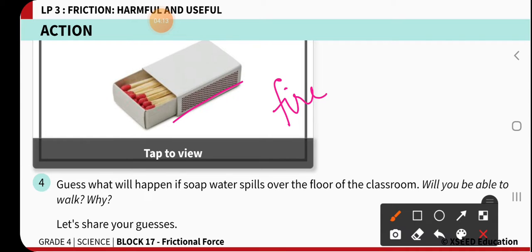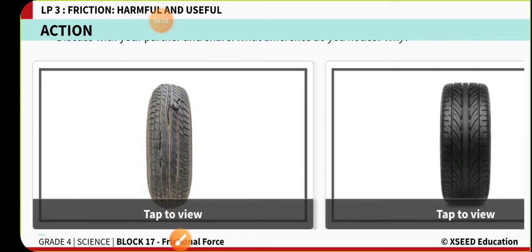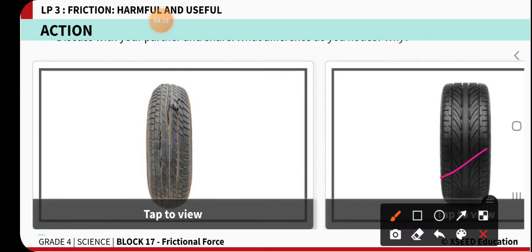In the same manner, if a car has new tires, there will be a lot of friction and you can move the car easily. But when you keep on using the same car tire, you will find that the grooves slowly wear out. When they wear out, friction will be less and it is difficult to hold a good grip over the road surface. To understand the activity better, let us watch a video, children.